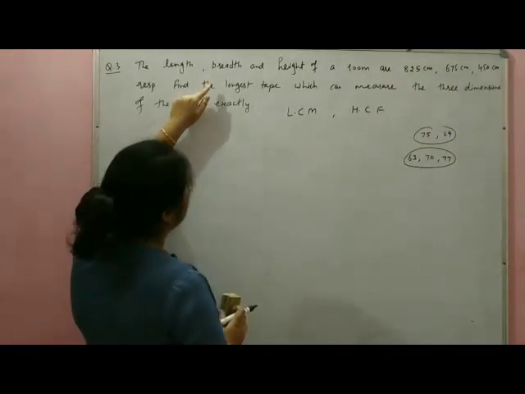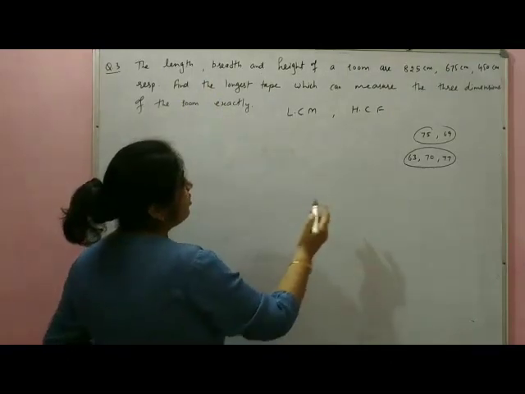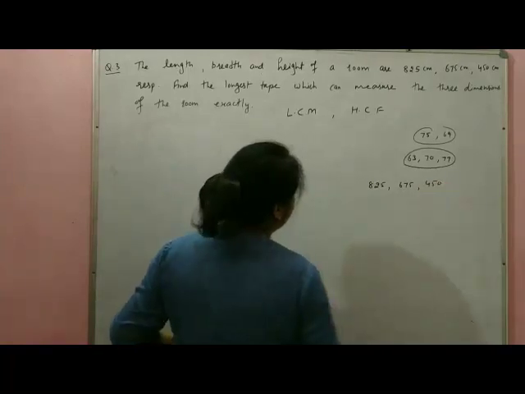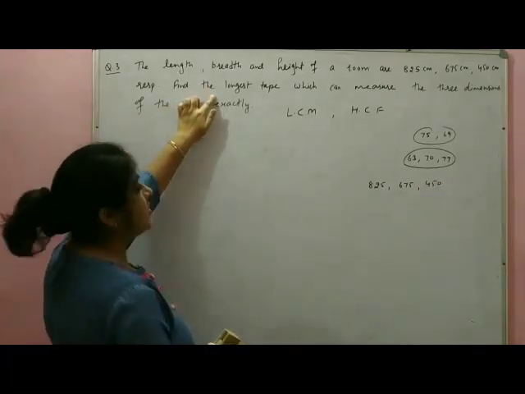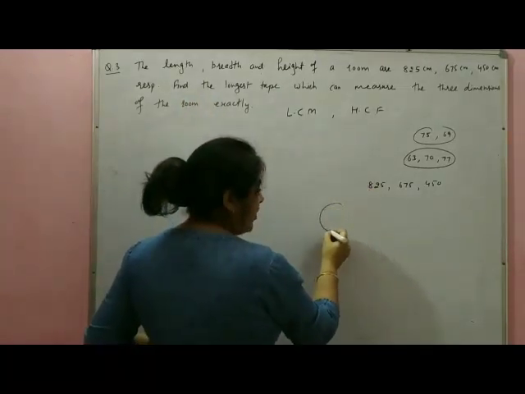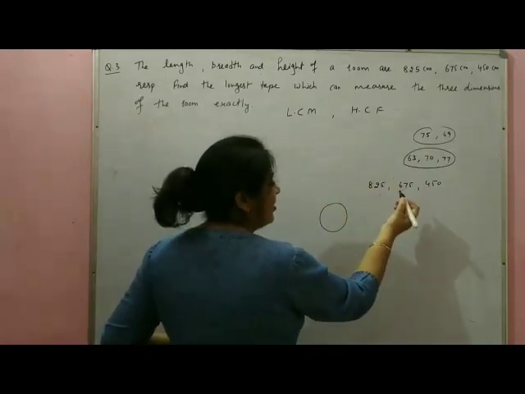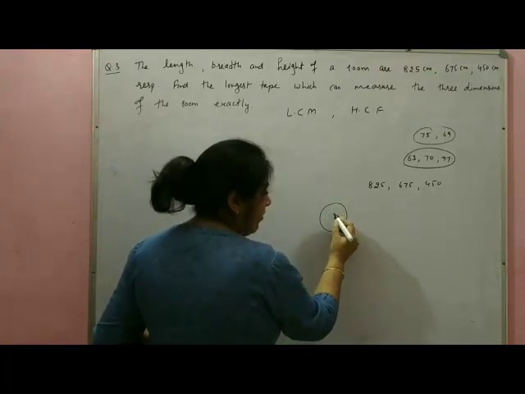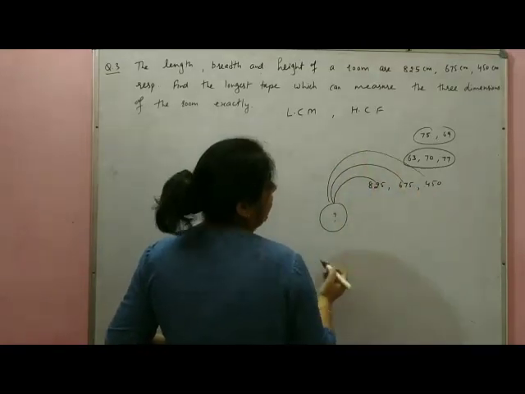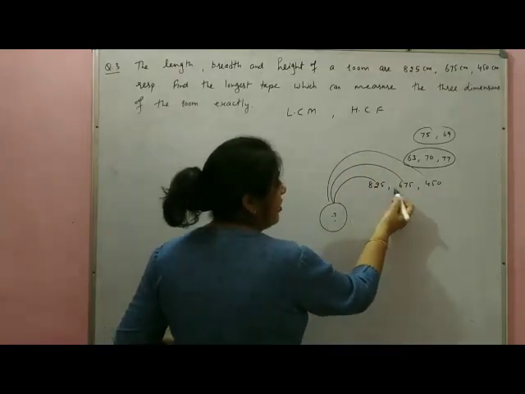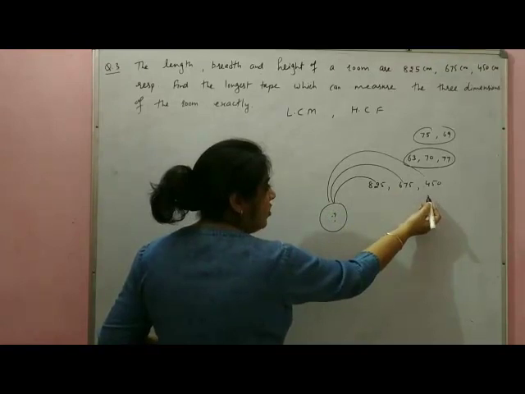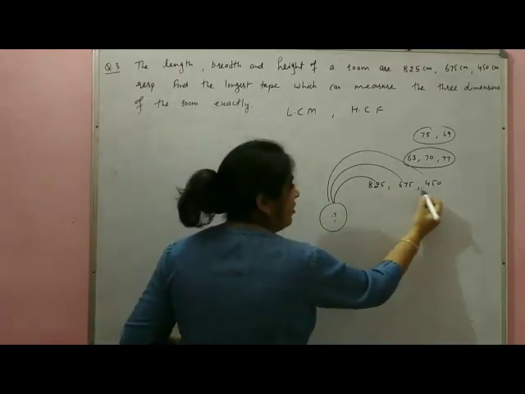See, we will decide here what we have to find. We have 3 numbers, means dimensions, 825, 675 and 450. We have to find the length of the longest tape which can measure the 3 dimensions. It means we have to find a number which can divide them, measure them exactly. This number will be an exact divisor of all 3. It means the number will be less than all these 3 numbers, so we are going with the factors of all these.